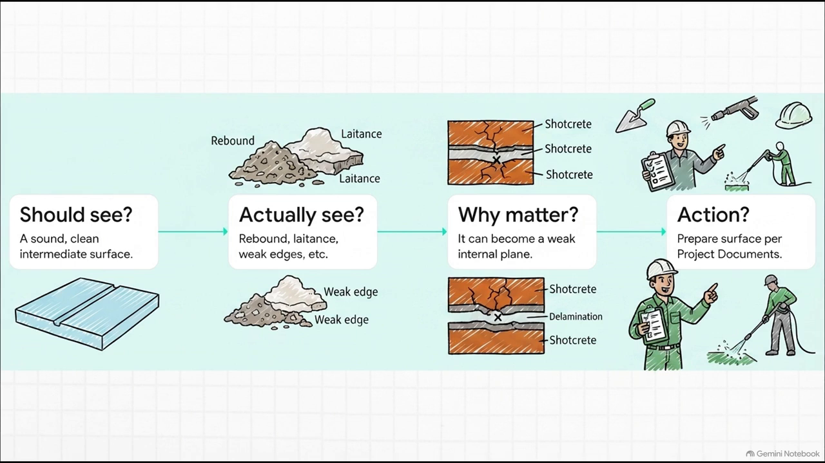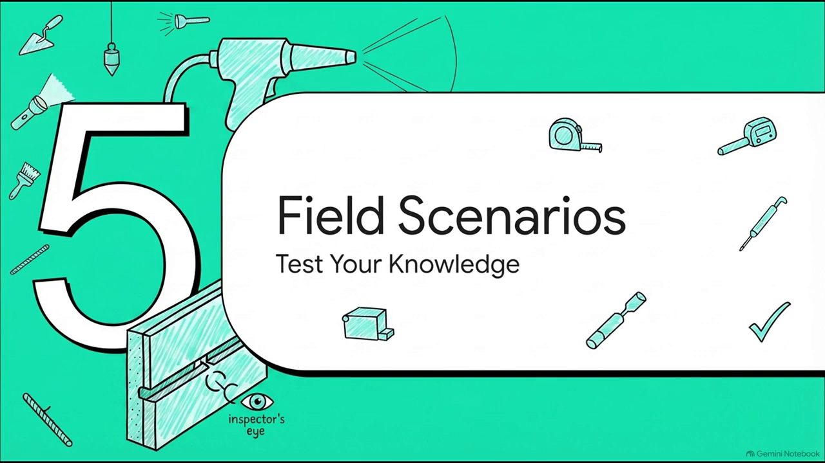And finally, step 4, what action is required? Usually it's stepping up and stopping the work to prepare the surface according to the project documents before that nozzleman even thinks about pulling the trigger again. Asking these 4 questions constantly is how you prevent hidden internal defects. Okay, it's time to put that brand new framework to work. Let's dive into Section 5, Real-World Field Scenarios.